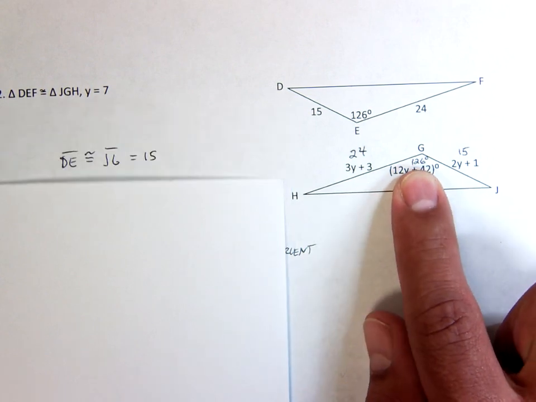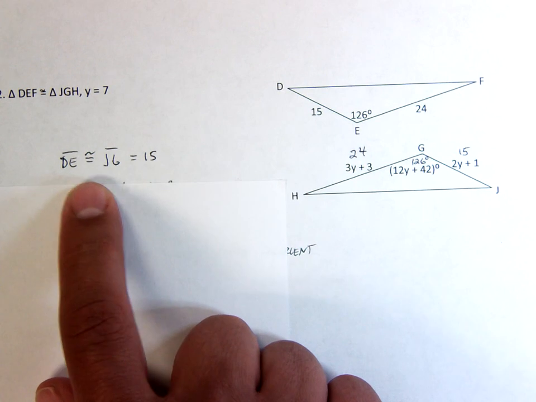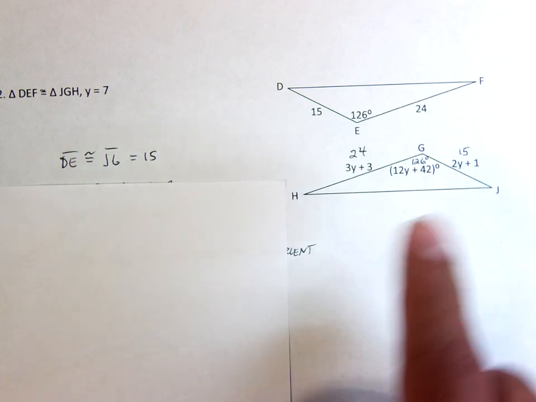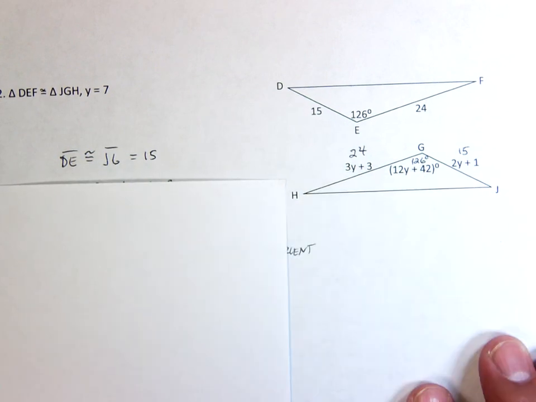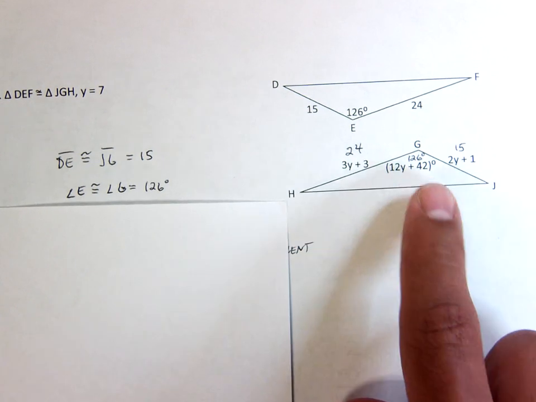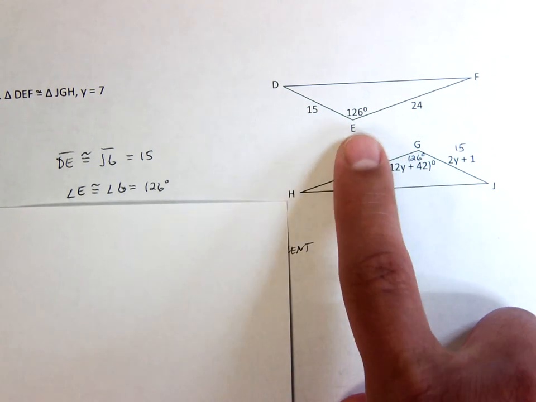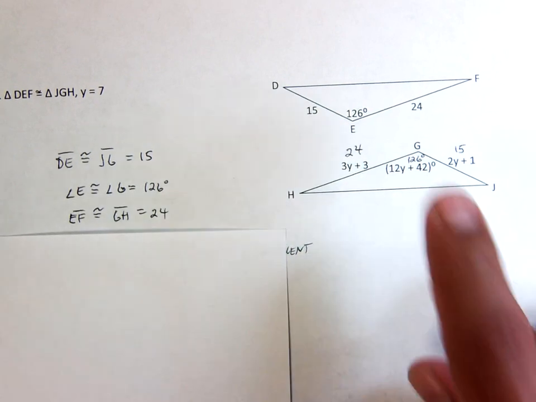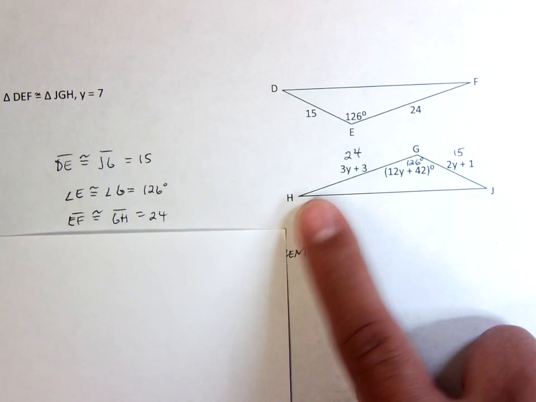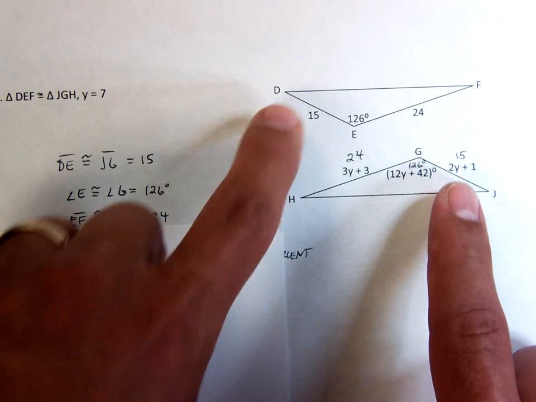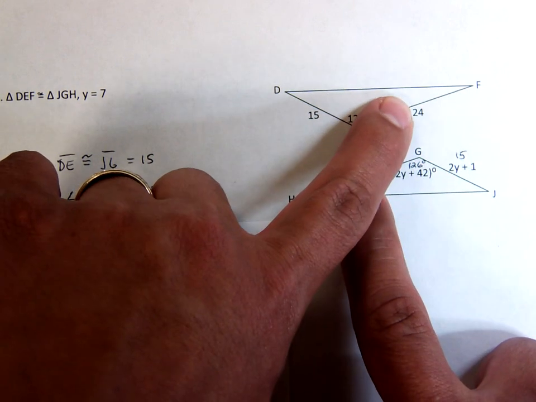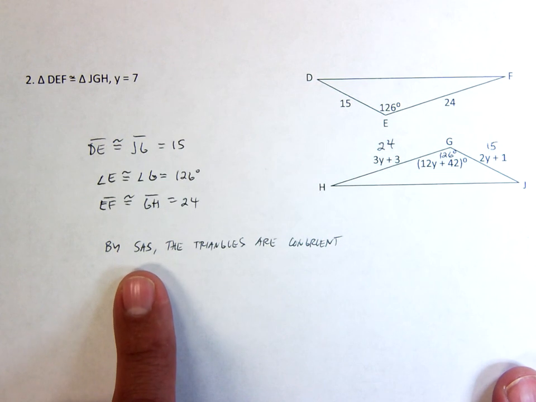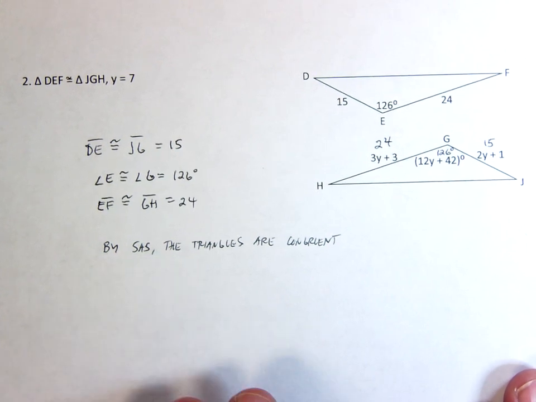So now let's match up. I know that DE is congruent to JG. They're both 15. The angle in the middle, angle E and angle G, match up. They are both 126 degrees. And then I know that EF and GH are both 24. So by side-angle-side, these triangles are congruent. The two sides are the same, and the included angles are both congruent.